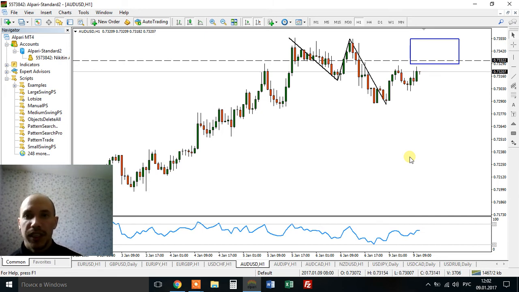This is purely a psychological pattern. So when price moves this way, then it does this, and then it does that. Usually we see that kind of reaction.